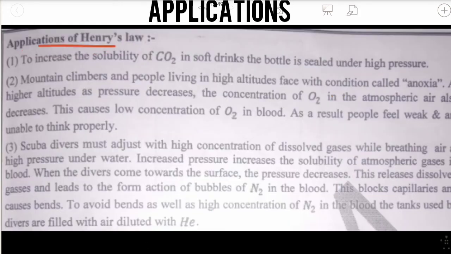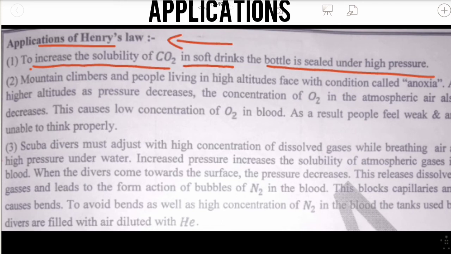There are several applications of Henry's law. The first one is to increase the solubility of carbon dioxide in soft drinks. The bottle is sealed under high pressure. Cold drink manufacturing industries mainly use Henry's law for the solubility of carbon dioxide.